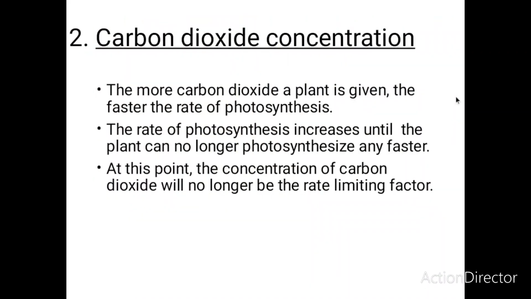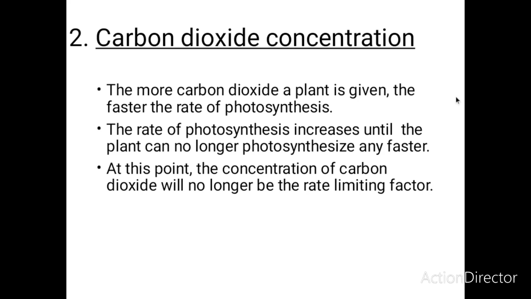The more carbon dioxide a plant is given, the faster the rate of photosynthesis. So we are supplying the reactant. The more carbon dioxide there is, the faster the rate of photosynthesis. So the rate of photosynthesis increases until the plant can no longer photosynthesize any faster. At this point, the concentration of carbon dioxide will no longer be the rate limiting factor.